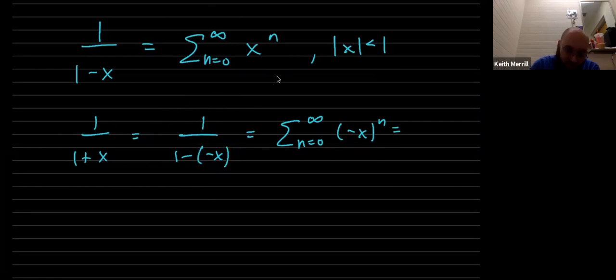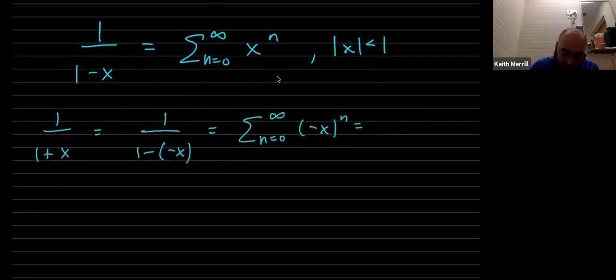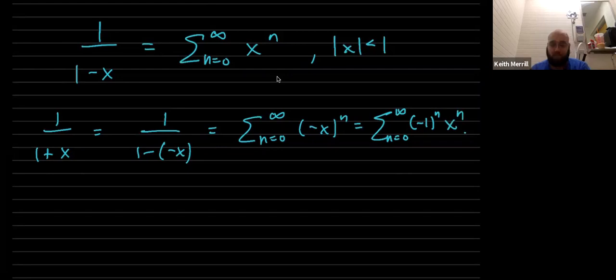And I can rewrite this. Let me give myself a little more space. I can rewrite this, thanks to how exponents work, as negative 1 to the n, x to the n. And so in particular, both of these converge for x strictly less than 1 in absolute value. So they both converge on the interval negative 1 to 1, open parentheses on both sides. And so in particular, I can put them together, so I can write down an expression for this sum.